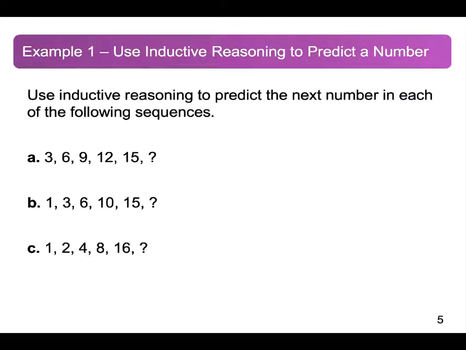And then the last one, 1, 2, 4, 8, 16. How are those values going from one to the other? In this case, we appear to be multiplying by 2 to get from one number to the next. And so our next value in the sequence should be 32. All of these are examples of inductive reasoning because we're using the pattern from previous specific examples to draw a conclusion for what's going to happen next.